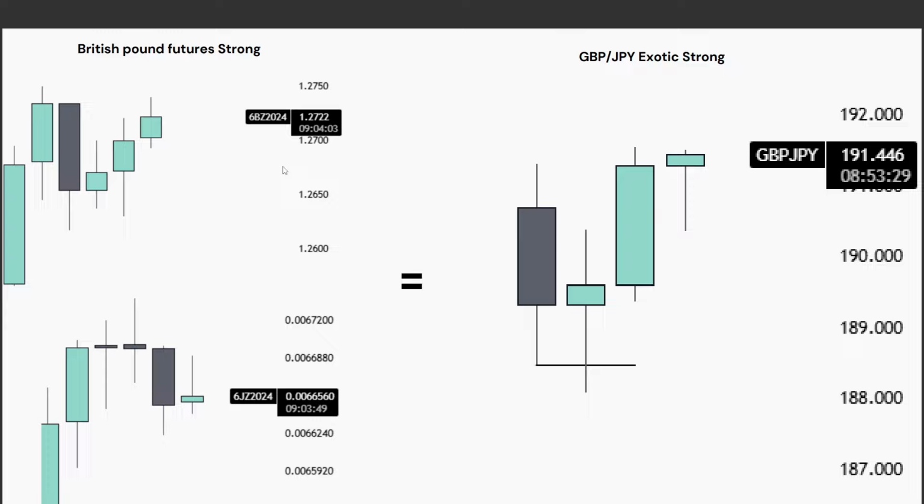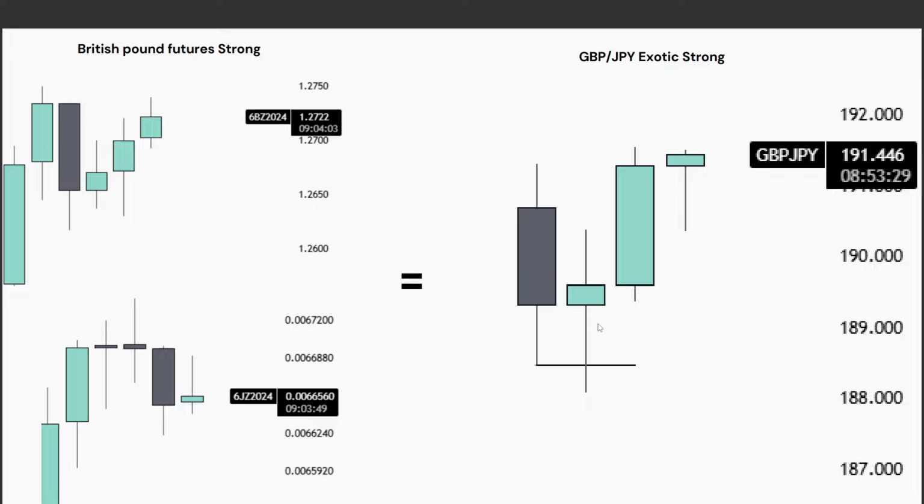Now this is the schematic from last week's price action. In this case, the British pound futures, which is bullish and trending to the upside, and the 6J, which is the JPY futures, which is trending to the downside as you can see in the chart, result in the GBP JPY. The first pair is the GBP and the second is the JPY. The GBP is dominating the trend because it is bullish and the JPY is short. So the exotic will be the GBP against the JPY and it is also going to the upside.